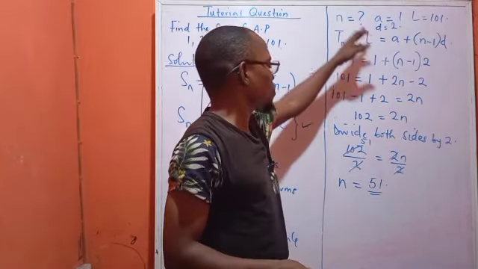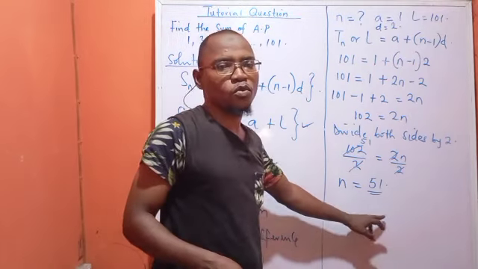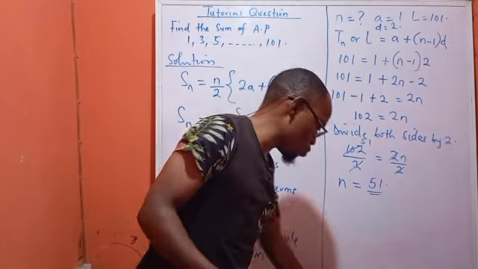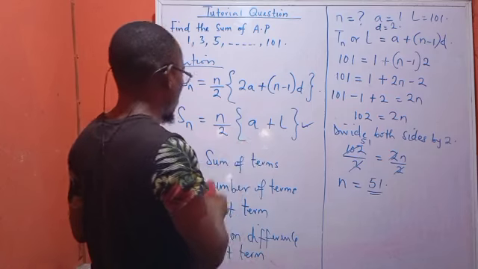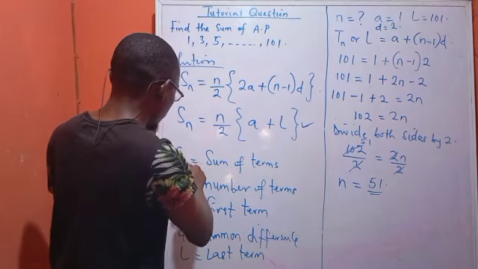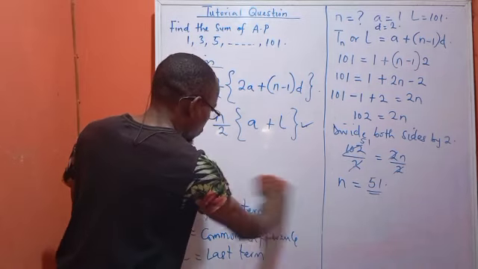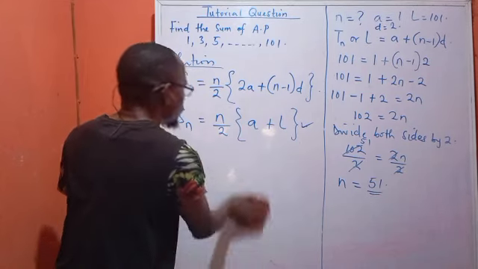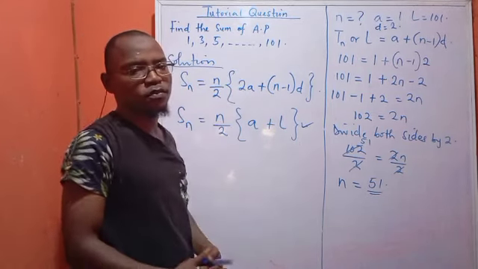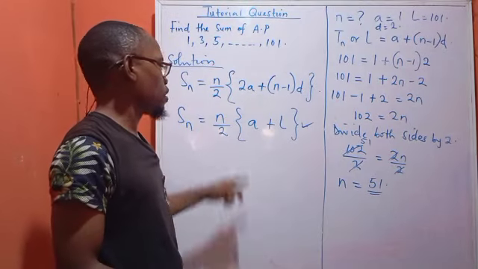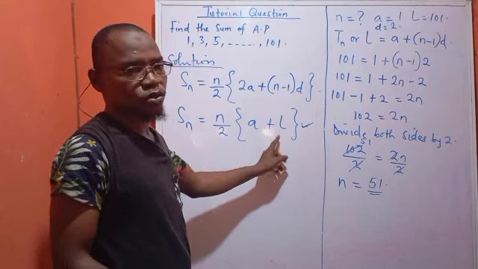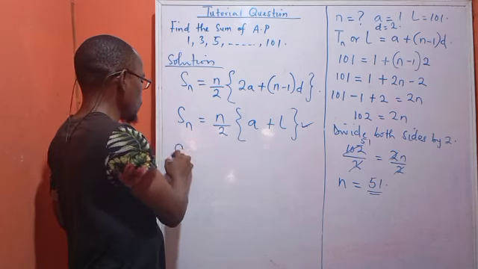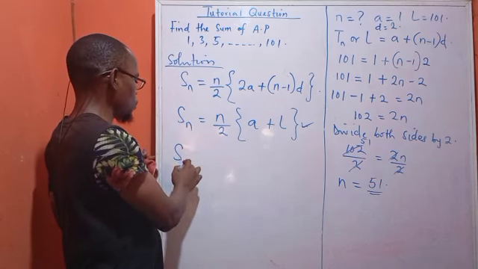Okay, so the number of terms here is 51. Let's now find what we want to look for. We are going to be using this formula. We can use any of the formulas, since we already have our n. But for this, I'm going to make use of this one. So for Sn, I already know what my n is, so I'll just put it here.